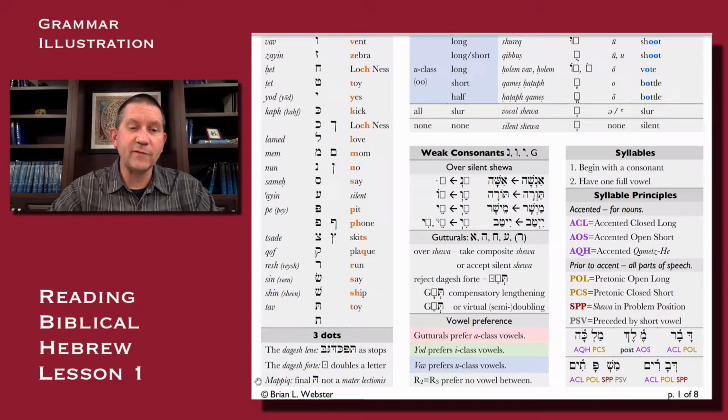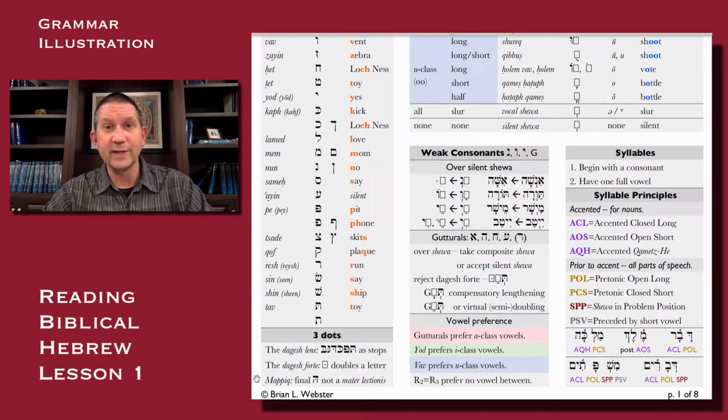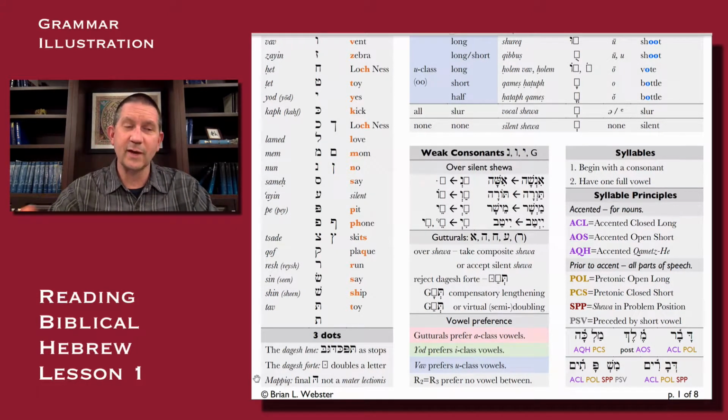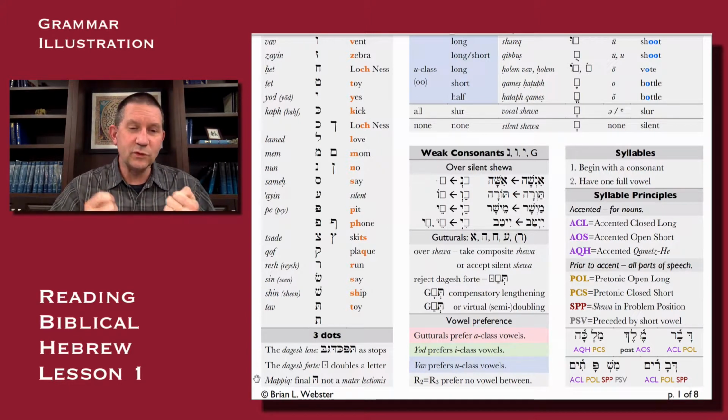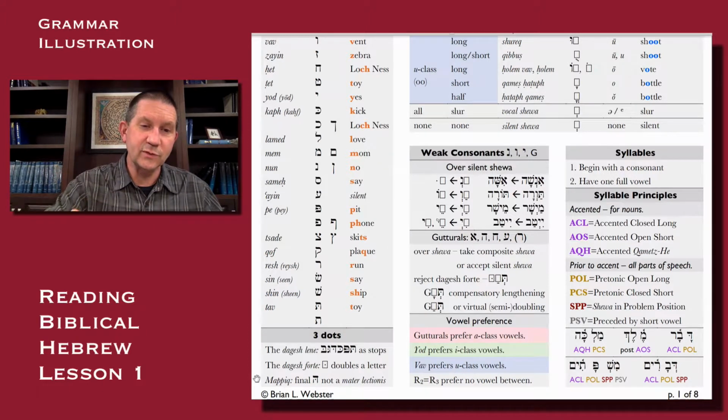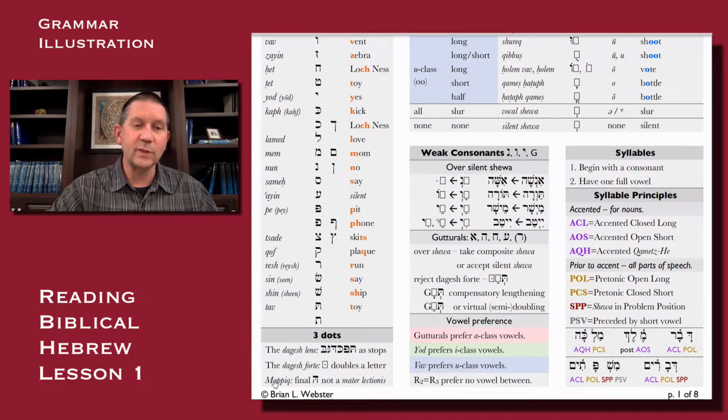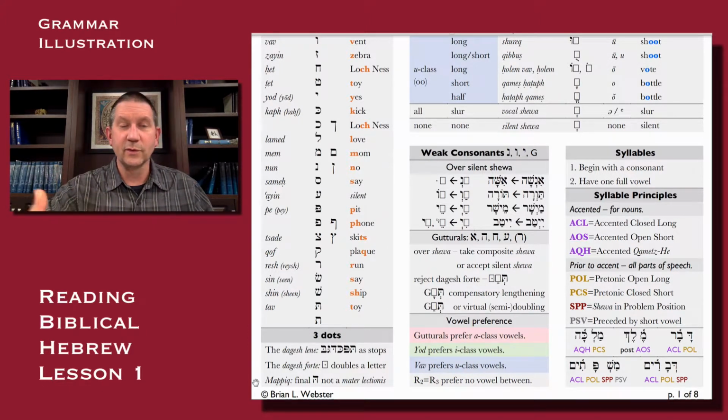And finally, we have the mappiq, and mappiq can only occur in the letter hey, and it can only occur in the letter hey at the end of a word. A lot of words are going to end with a hey, most often a kametz hey, sometimes a segol hey, and we don't really pronounce that hey. It's just part of a writing convention. When we do need to pronounce it, and the scribes are telling us you need to pronounce this one, they put a dot in it, we call it a mappiq, and so then we actually pronounce it.